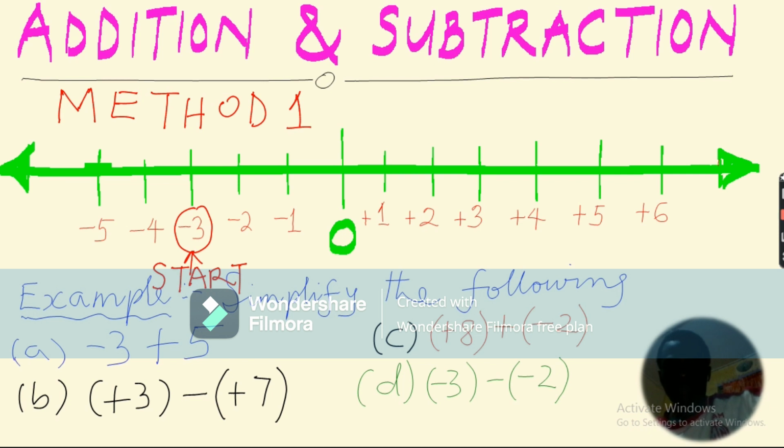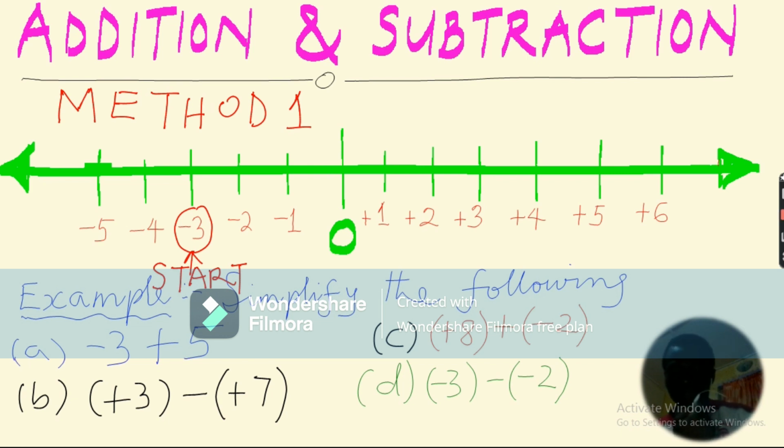But before I proceed, just quickly listen to the following. I will quickly say it, but you can repeat and listen to it once again. When you want to add a positive number, at the same time, it's the same thing as saying that you want to subtract a negative number. So when you want to add a positive number or subtract a negative number, just move to the right on the number line.